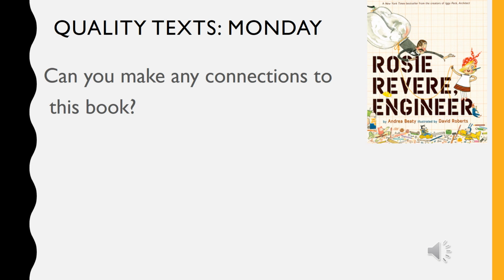Can you make any connections to the book Rosie Revere, Engineer? So we know an engineer is someone who builds things and makes things. Have you ever made something before? Have you ever read a story about someone who's made something before? Have you ever read a story about a little girl who looks a bit like Rosie? What are some connections that you can make to this story?